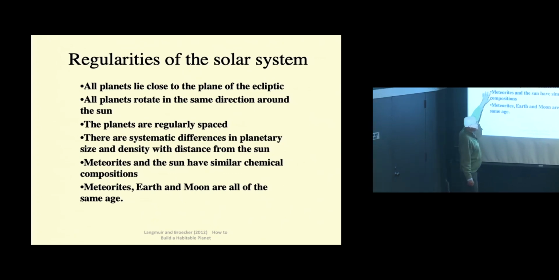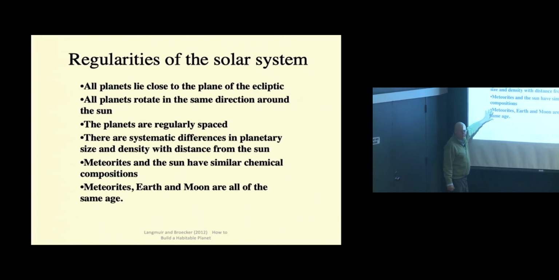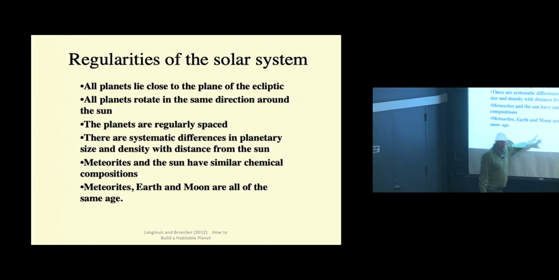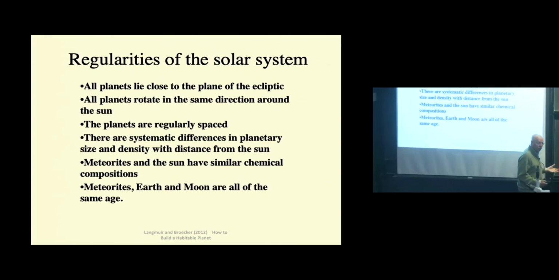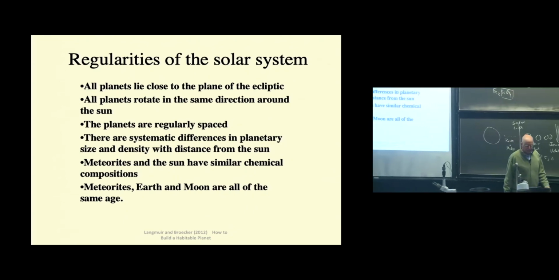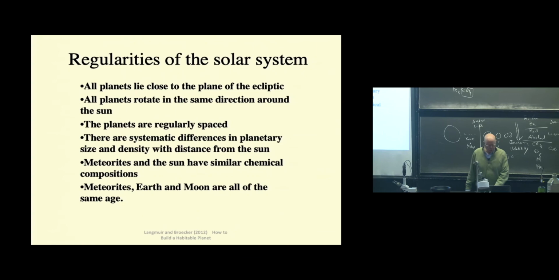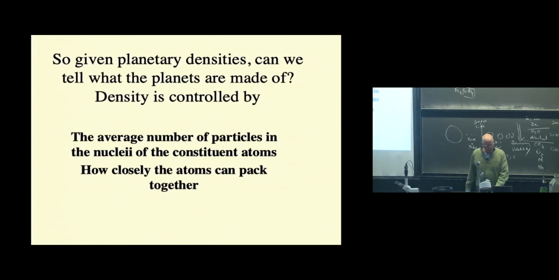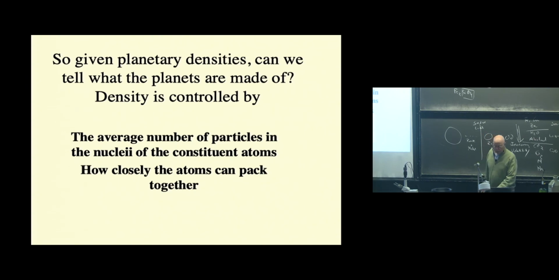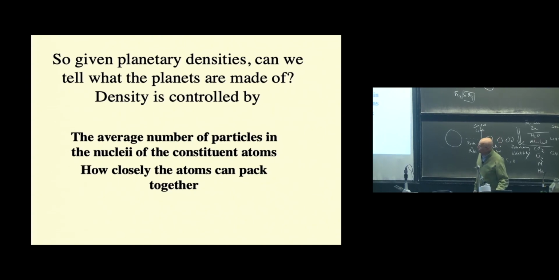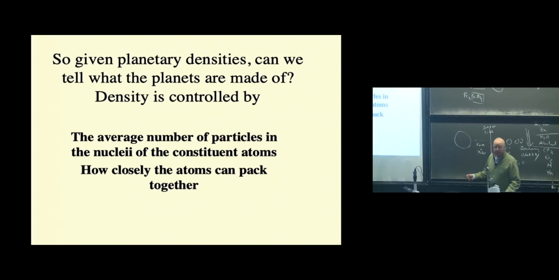And the meteorites and the sun have similar chemical compositions, and we also can date the Earth and the Moon and meteorites, and they're all the same age. And we think the Earth's composition is more or less similar to some of these meteorites. So, what's going on? Well, using the rules about density that we talked about earlier, we can tell something about what the planets are made of by this rule that we talked about at the beginning of the lecture.